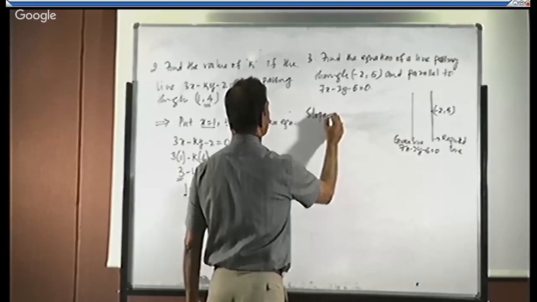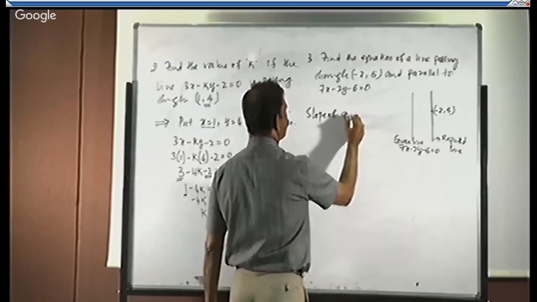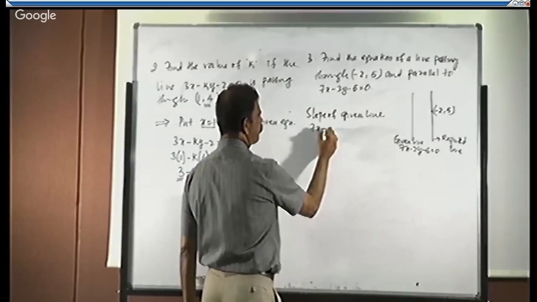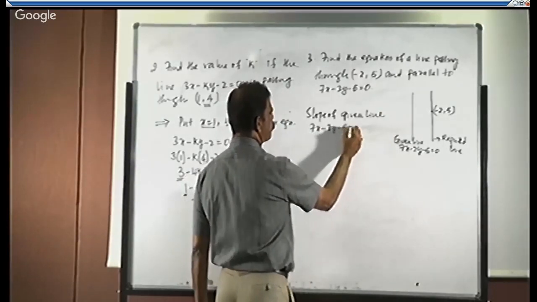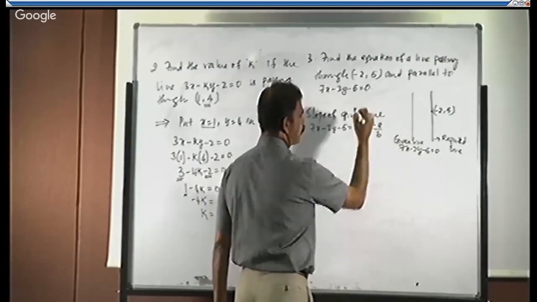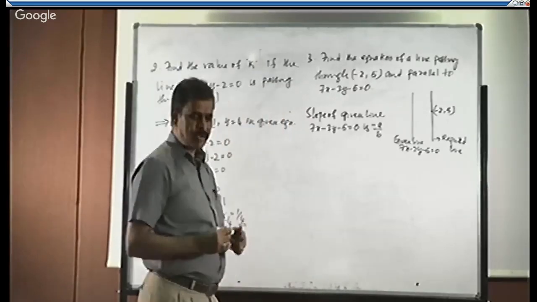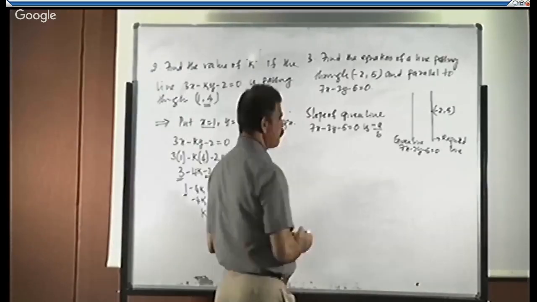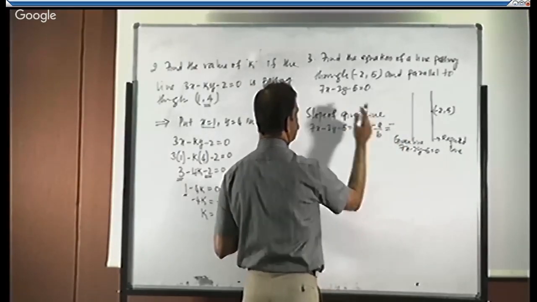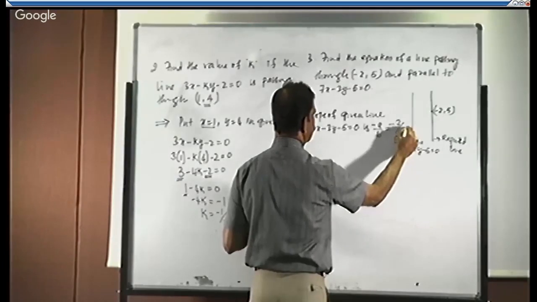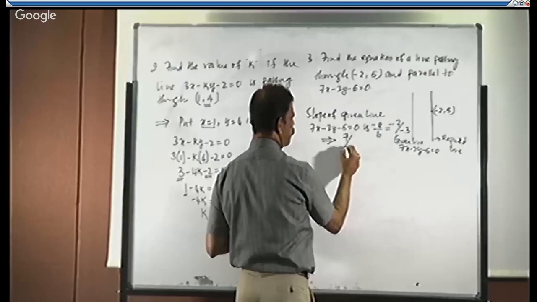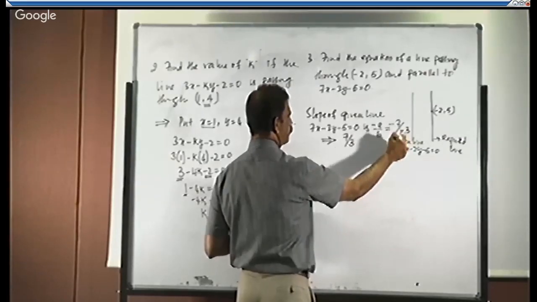Slope of the given line. Which is the given line? 7x minus 3y minus 5 is equal to 0. The slope is minus a divided by b, that is, minus of coefficient of x divided by coefficient of y. A is 7. B is minus 3. Hence, the slope of the given line is 7 by 3, minus cancels.